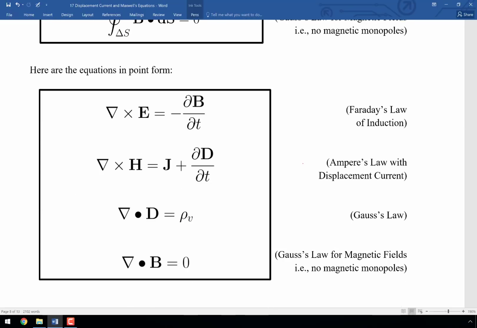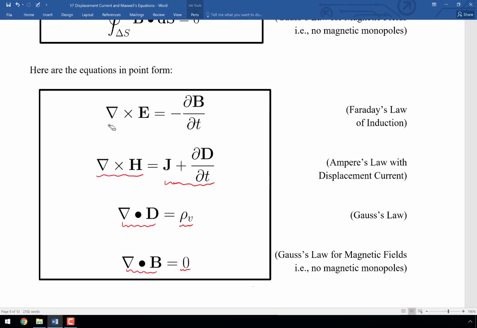We also have point form. Remember that both integral and point form are completely valid. They can be applied in different ways. Often I find the integral form easier to apply, but I love the elegance of the point form. It's very compact. It talks about, for example, what is the source of an electric field? It is charge densities. What is the source of a magnetic field? There is none. And then if you have a changing magnetic flux density, that creates an electric field. The electric field creates a voltage. And then if you have either a conduction current or displacement current, that will create a magnetic field surrounding it.